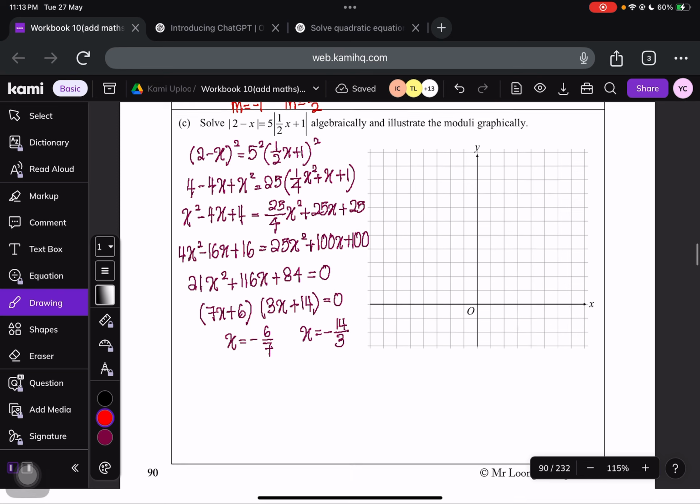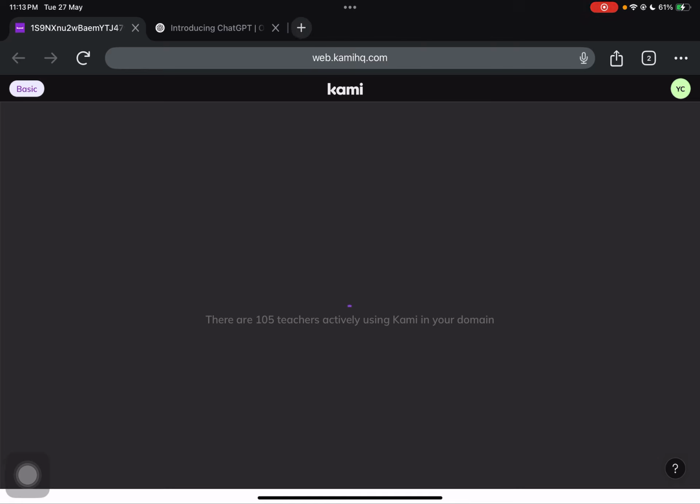Okay, so now let's draw the graph. Let's do one by one. y equals modulus of 2 minus x first. So what's the vertex here? It's 2, 0. Okay, let me refresh first because of the jam.